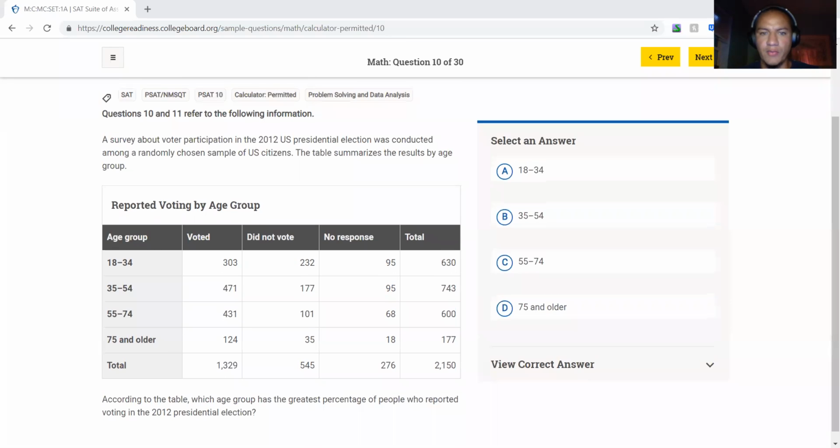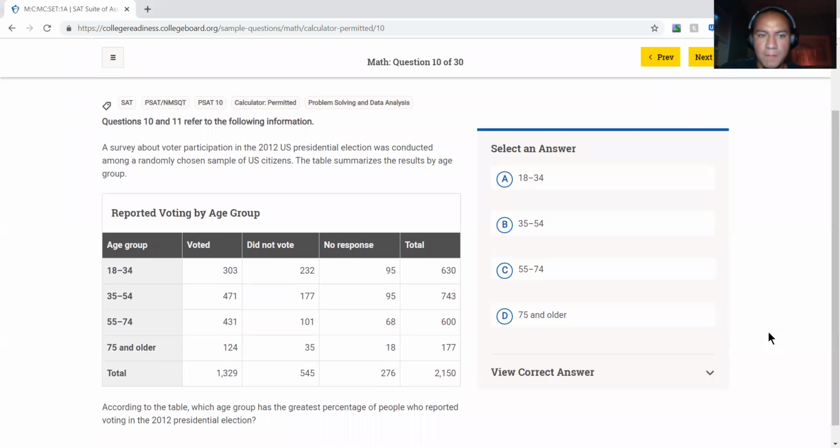Now here's the thing about tables. You have to read the question carefully because deducing information about the table is really easy. Like the people that did not vote with ages between 35 and 54 is 177. But of course, the questions are going to be trickier than that.